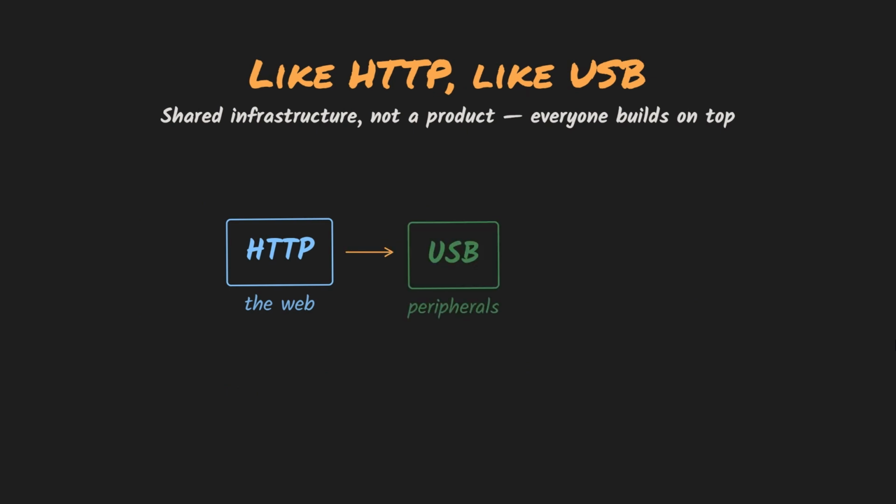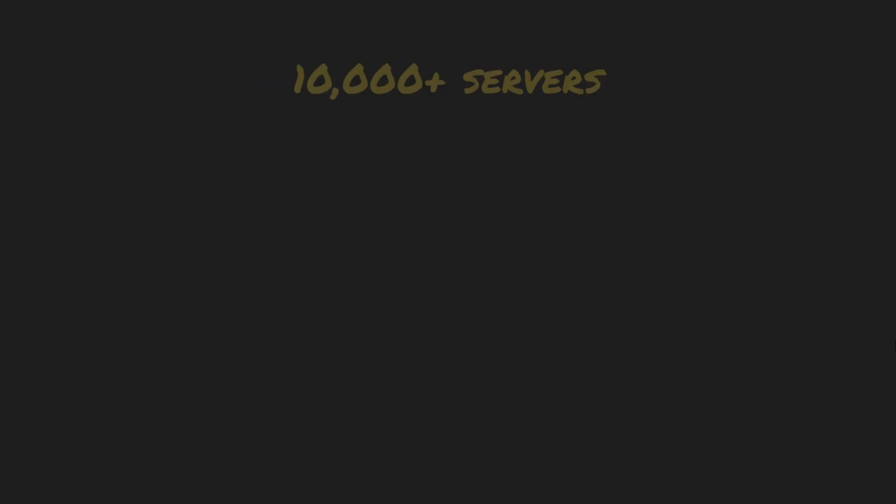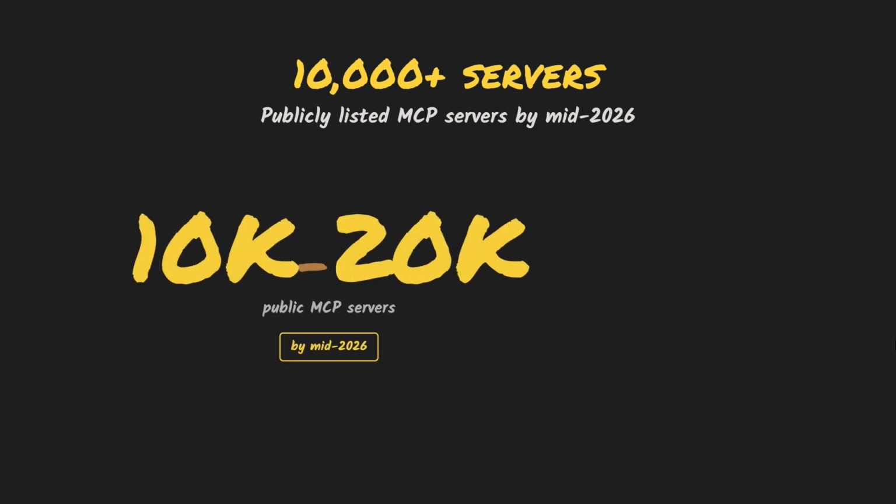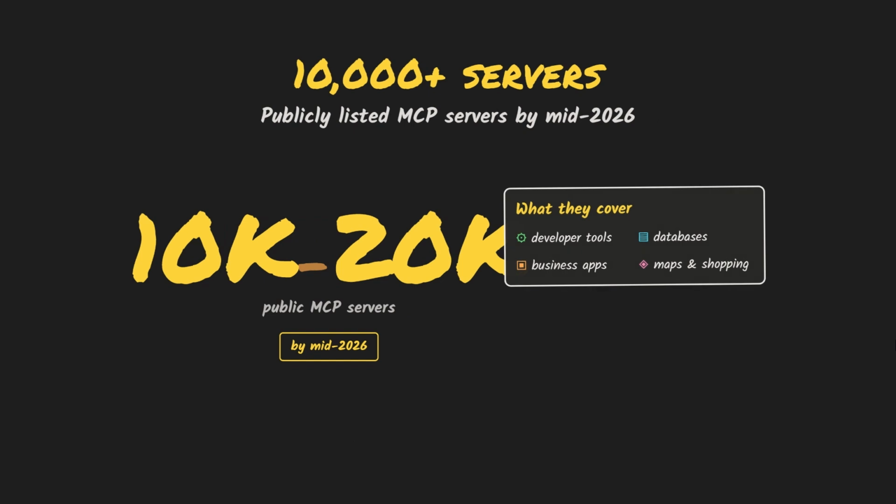Estimates vary by registry, but multiple independent counts put the number of publicly listed MCP servers somewhere between 10,000 and 20,000 by the middle of 2026, covering everything from developer tools and databases to business apps like Slack and Notion to consumer stuff like maps and shopping.